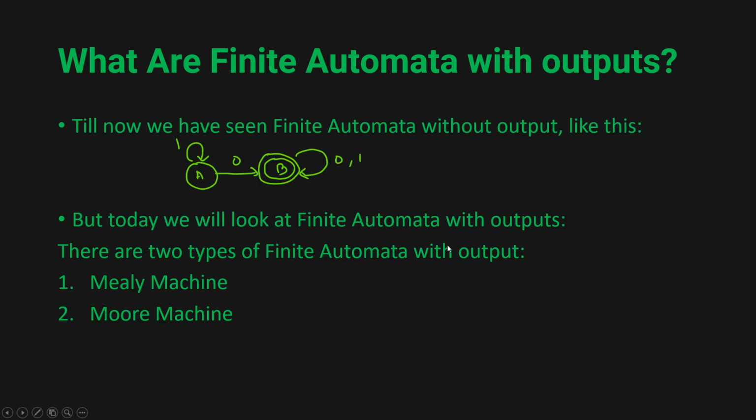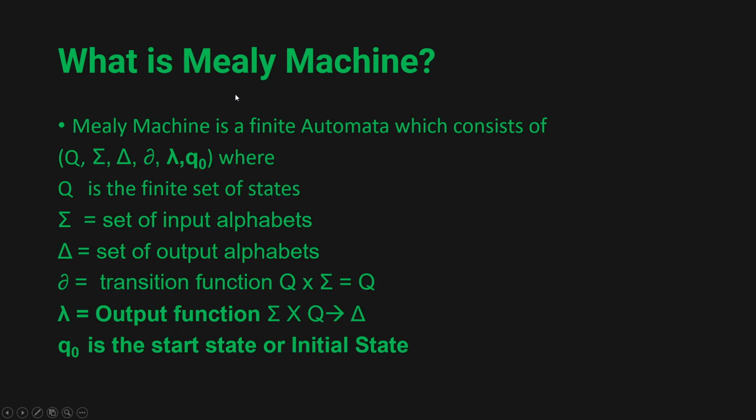There are two types of finite automata with output. First one is called Mealy Machine. Second one is called Moore Machine. All right. Now what is Mealy Machine? Mealy Machine consists of 6 things. First we have got Q. Now Q is a finite set of states. Then we have got our sigma, which is set of input alphabets. Then we have got delta, which is set of output alphabets.